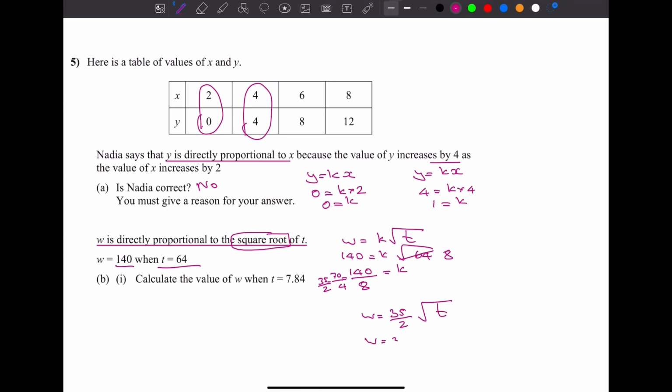W equals 35 over 2 times the square root of t, where t is 7.84. Okay, I'll just plug it through a calculator anyways. 35 over 2 is 17.5, times the square root of 7.84. That's just 49 then. Nice. A whole number. That's the answer. Good.